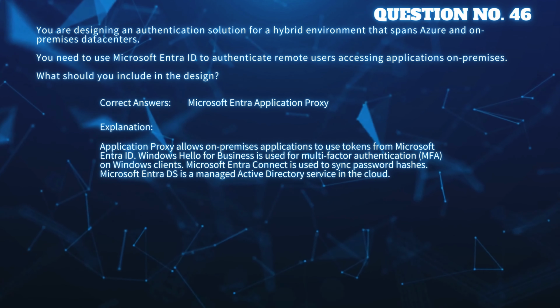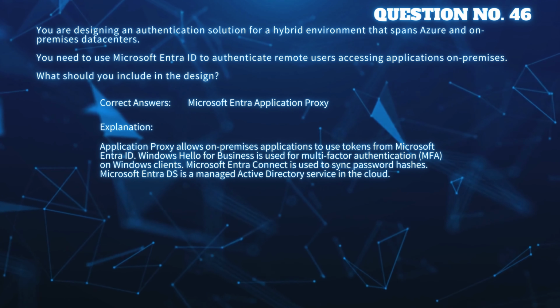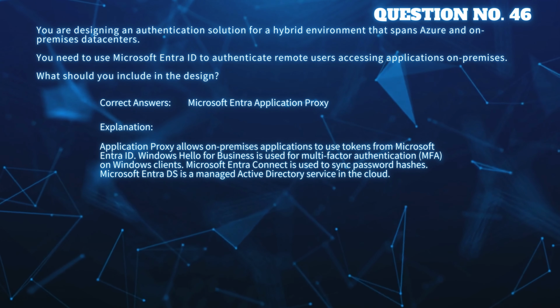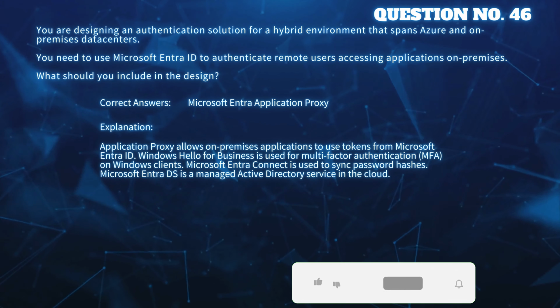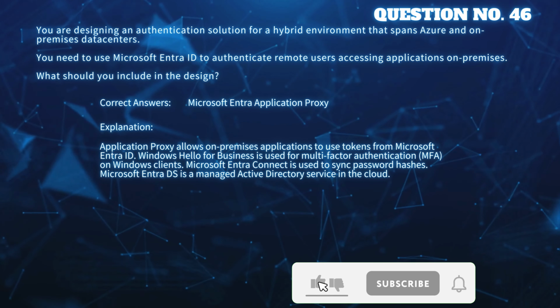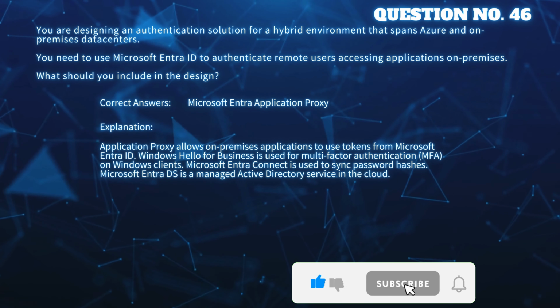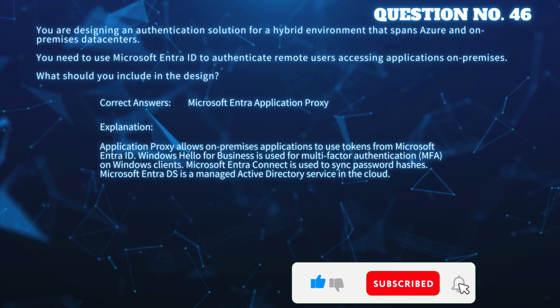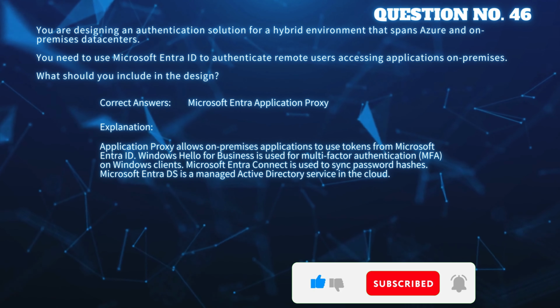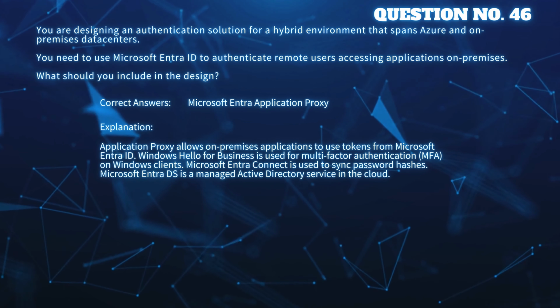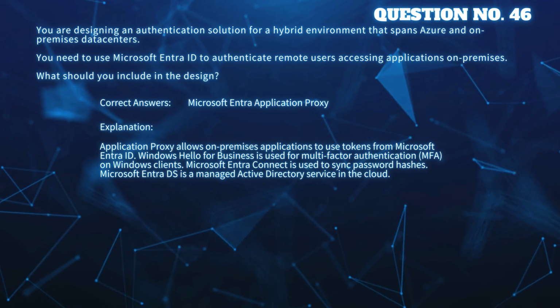Explanation: Application Proxy allows on-premises applications to use tokens from Microsoft Entra ID. Windows Hello for Business is used for multi-factor authentication (MFA) on Windows clients. Microsoft Entra Connect is used to sync password hashes. Microsoft Entra DS is a managed Active Directory service in the cloud.